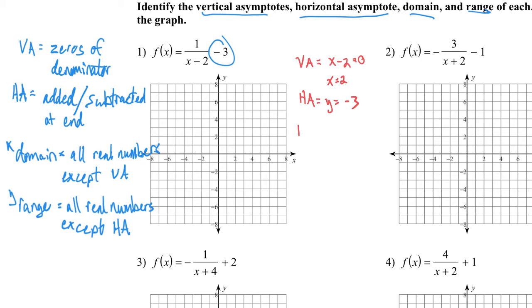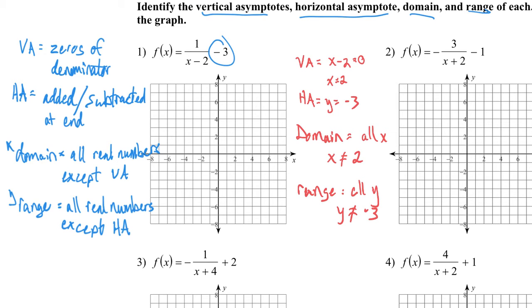Okay, then the domain is all the x's except x does not equal the vertical asymptote, so except x does not equal 2. The range is similar, all the y values, except y does not equal the horizontal asymptote of negative 3. So the horizontal and vertical asymptotes basically give you your domain and range.